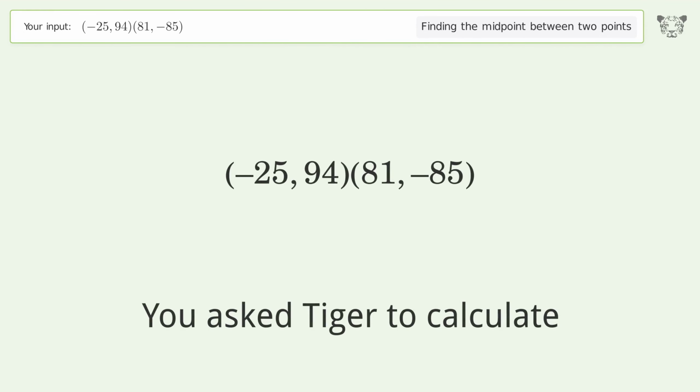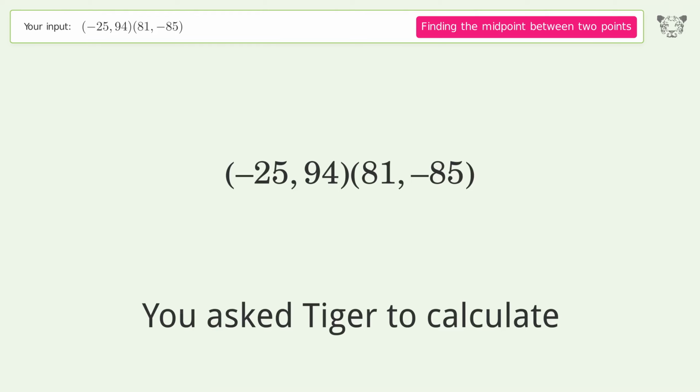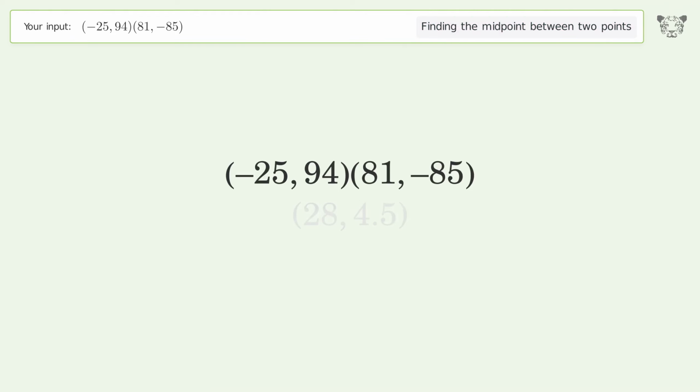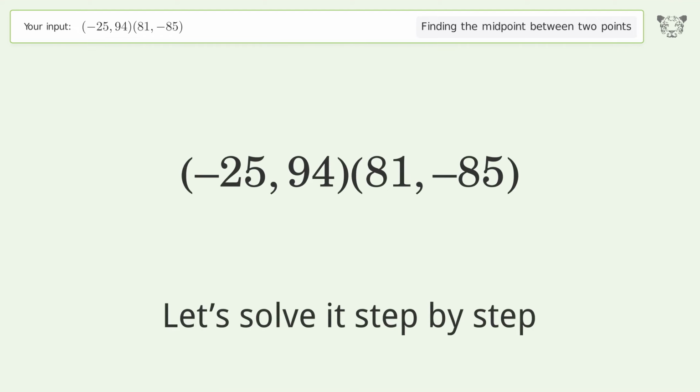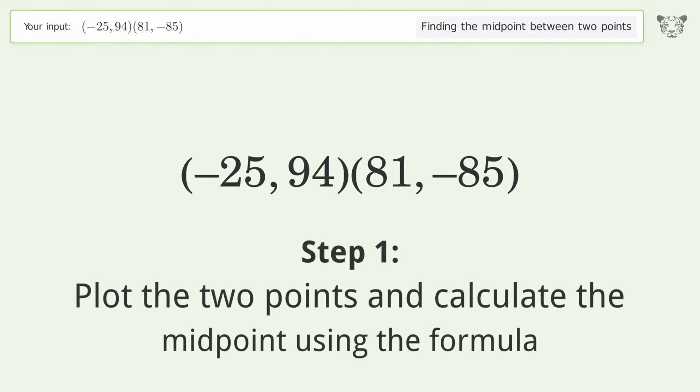You ask Tiger to calculate. This deals with finding the midpoint between 2 points. The midpoint between the 2 points is 28, 4.5. Let's solve it step by step. Plot the 2 points and calculate the midpoint using the formula.